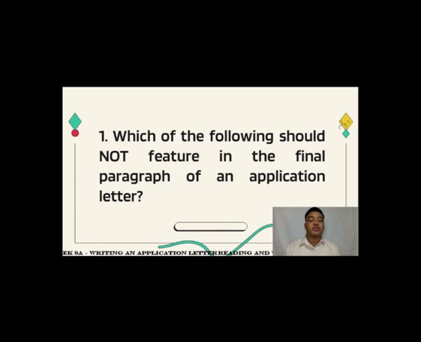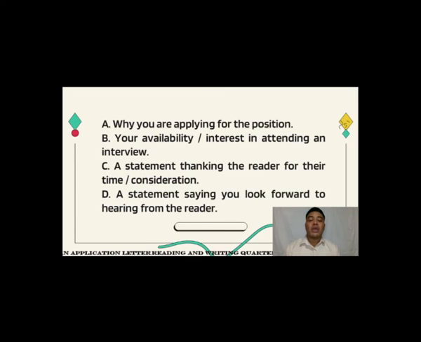Which of the following should not feature in the final paragraph of an application letter? A. Why you are applying for the position. B. Your availability or interest in attending an interview. C. A statement thanking the reader for their time or consideration. And D. A statement saying you look forward to hearing from the reader.